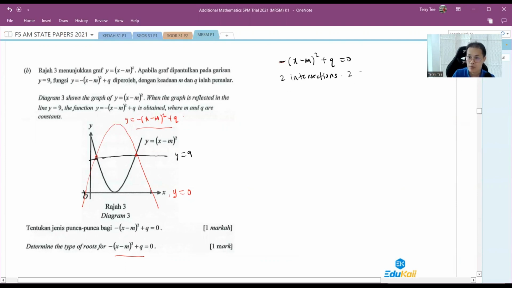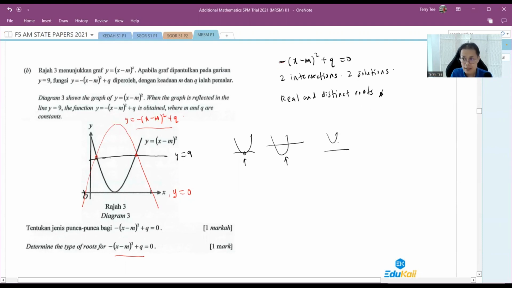Let me write two solutions. And because you have two solutions, what type of roots do you have? We say real and distinct roots. Now remember, if it touches at one point, let's say you have a graph like this, touching one point, that is one real root. We say this is real and equal root. If it crosses at two points, we say this is real and distinct root. And if it doesn't intersect, it has no real root.